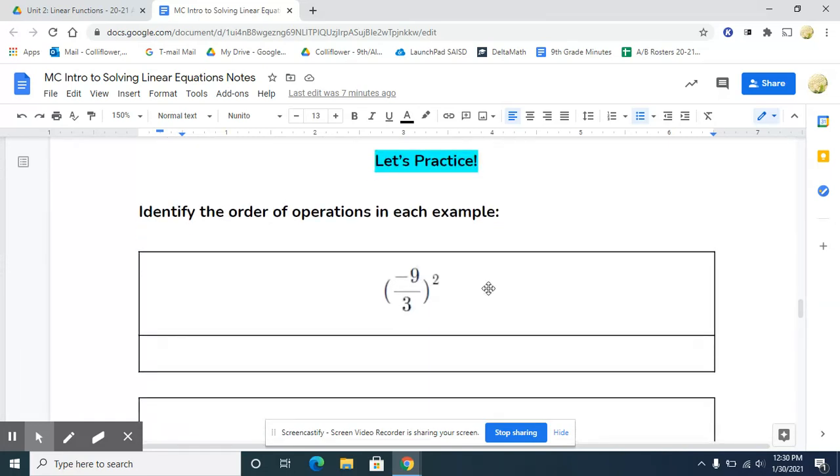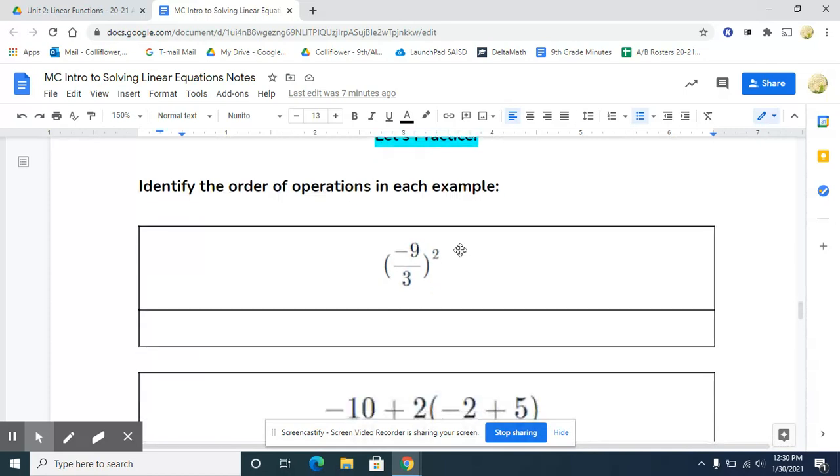Let's practice identifying the order of operations in each example. So this first example, we have inside a set of parentheses, -9 divided by 3 to the power of 2. And so since we have a set of parentheses, we're going to do the operation inside of the parentheses first. And so our first operation is division.